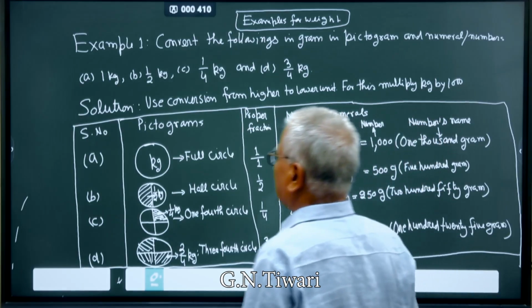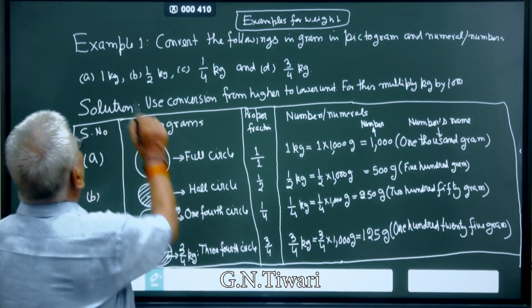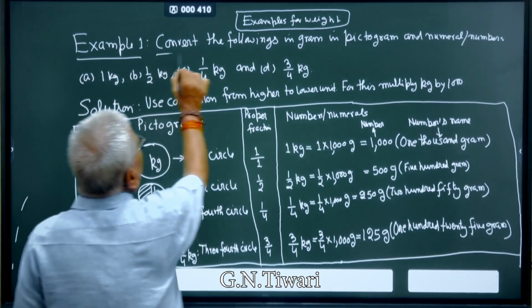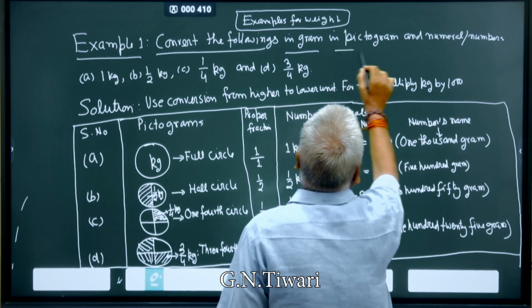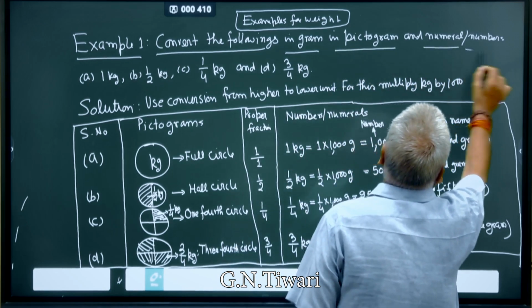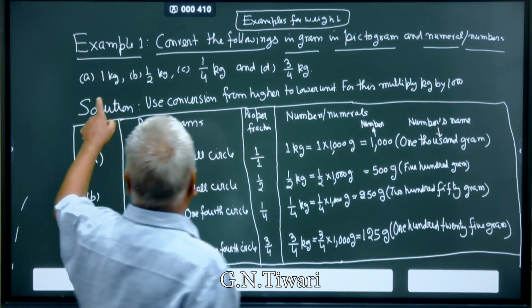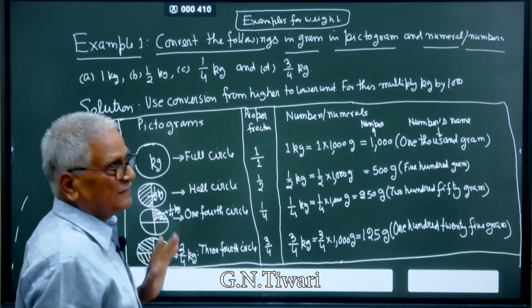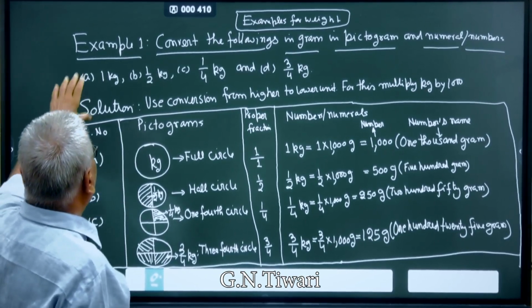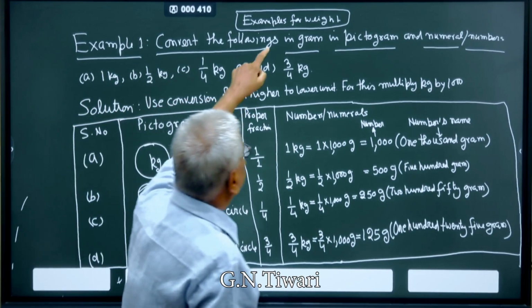I'm just giving example 1. It is said: convert the following into gram, in pictogram, numerals and numbers. Pictogram means in picture form. 1 kg, half kg, 1 by 4 kg, 3 by 4 kg. It is also referred to as half, 1 kg, half, 1/4. It is also referred to as 3/4.